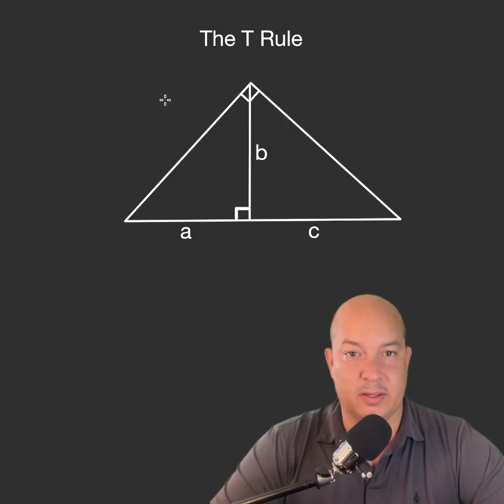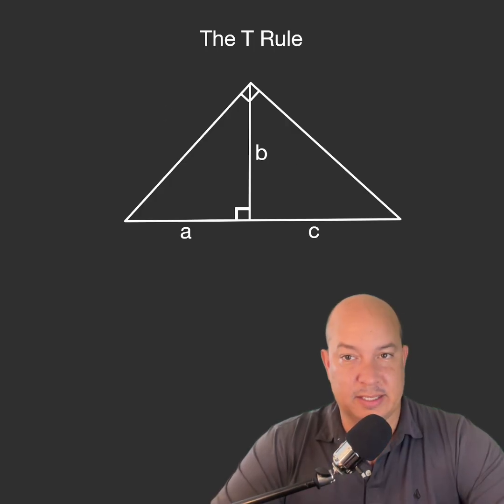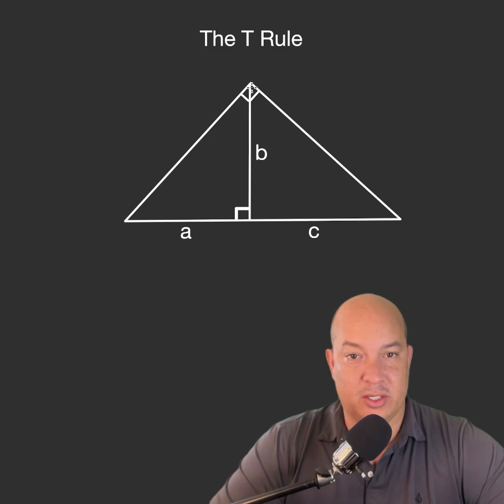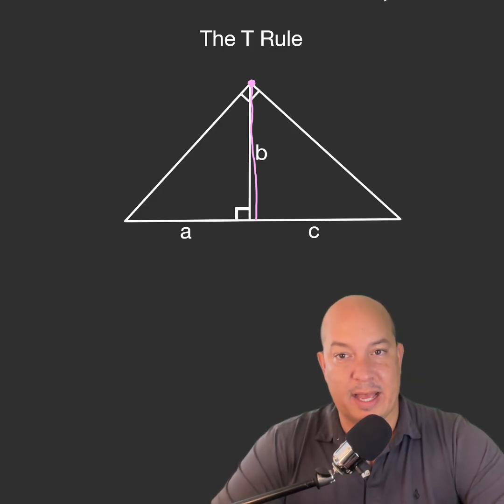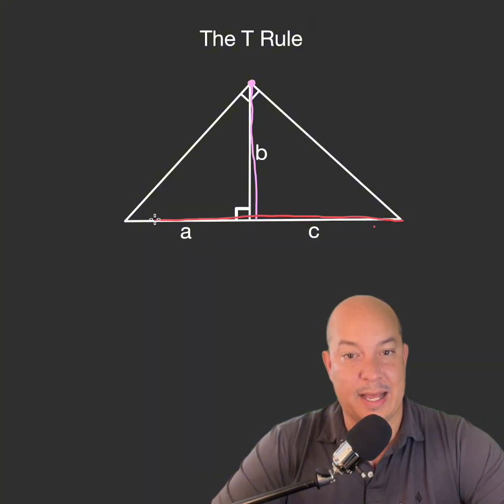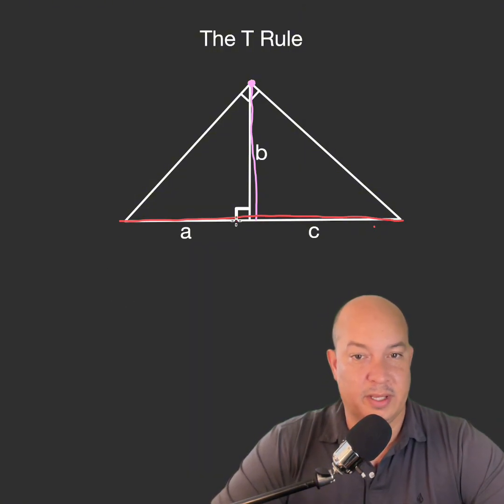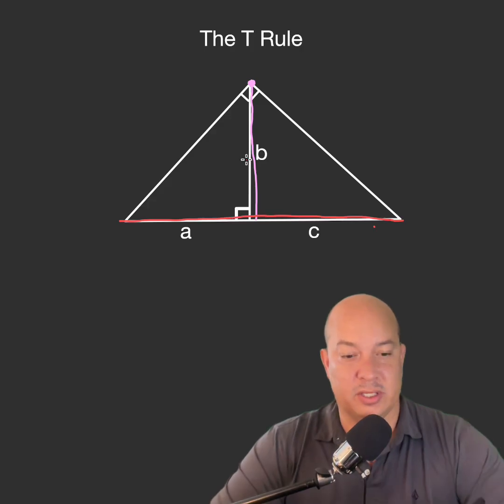By the way, an altitude is a segment like this one here that goes from the vertex of a triangle to the opposite side, hitting it at a right angle. So that segment that I just shaded, that's the altitude to the hypotenuse because it's hitting the hypotenuse of the outer triangle at a right angle. So that's the altitude to the hypotenuse.